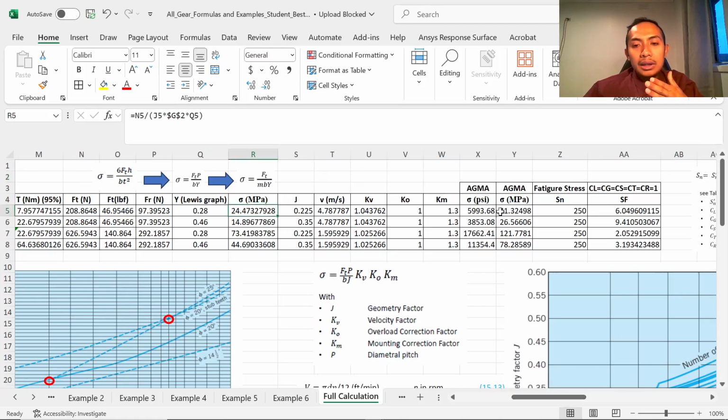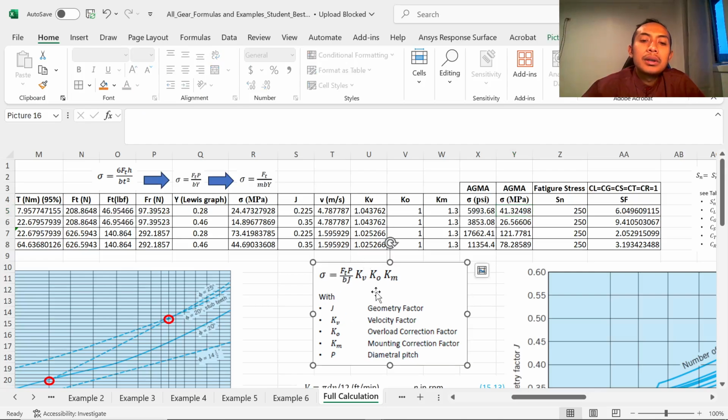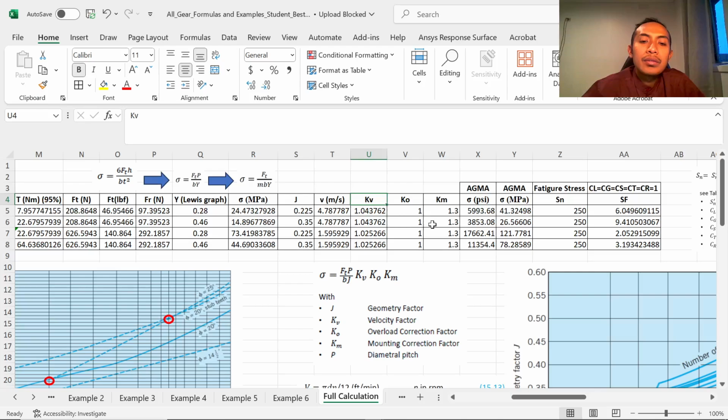Theoretical stress is sometimes much lower, almost half of the AGMA version. This is too ideal, maybe too conservative. And how do we calculate the AGMA stress? Using this one. J is the geometry factor, KV is the velocity factor, KO is the overload factor, and KM is the mounting correction.